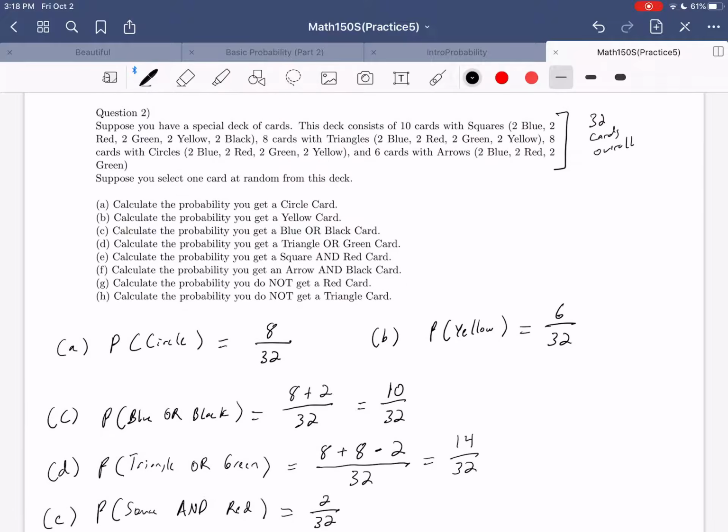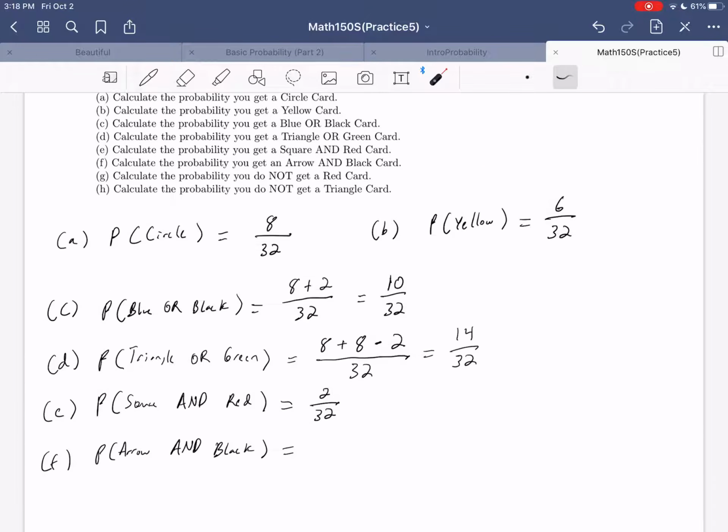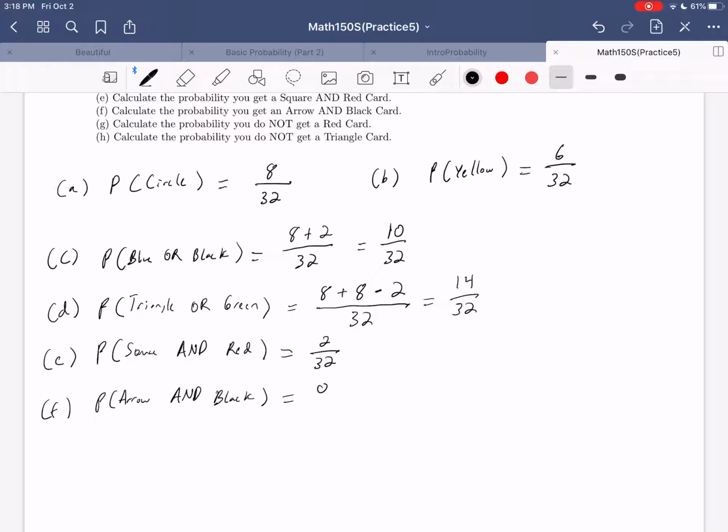Well, if we go here, we can see that there are 6 cards with arrows. There are 2 blue, 2 red, and 2 green, which means there are no black arrows here. So that means that this would be 0 out of 32, or just 0. That means that these 2 events cannot happen at the same time. Remember, 0 indicates an impossible event.